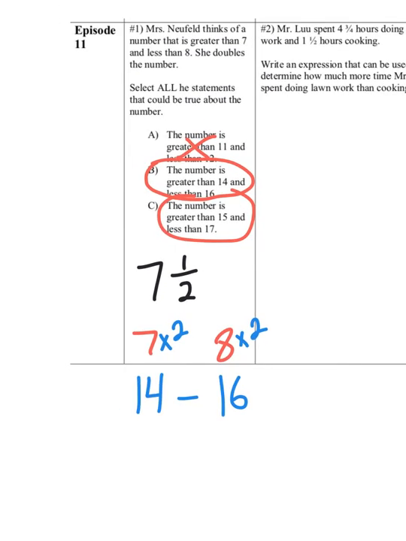Remember, if she doubles 7, you get 14. If she doubles 8, she gets 16. So anything between 14 and 16. B is right because it is greater than 14 and less than 16. And C looks like it's wrong, but it's actually correct because it is greater than 15 and it is less than 17.